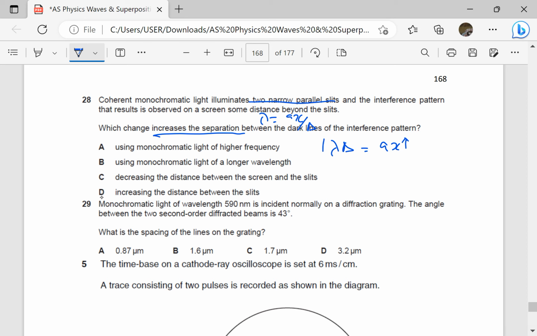To increase X, you have options such as increasing wavelength, increasing D, or decreasing a. Using monochromatic light of higher frequency decreases wavelength, so it decreases X. Using monochromatic light of longer wavelength, when we increase the wavelength, X increases, so the answer is going to be B.